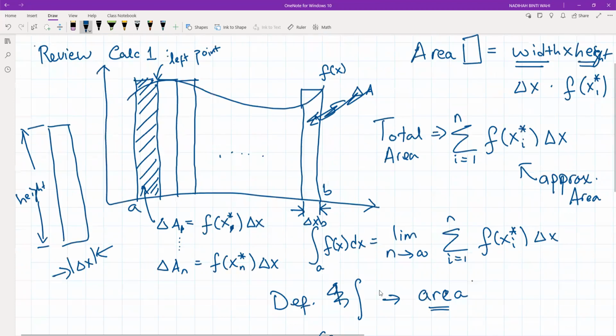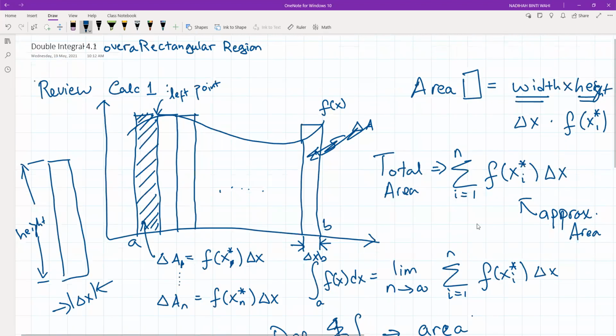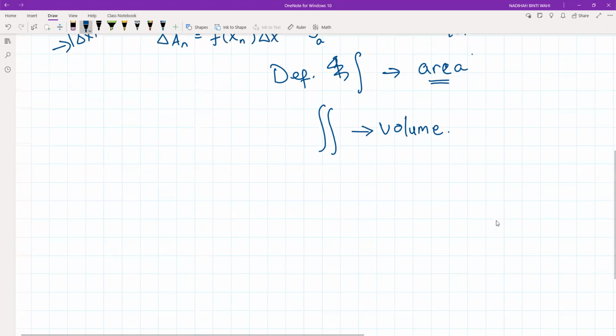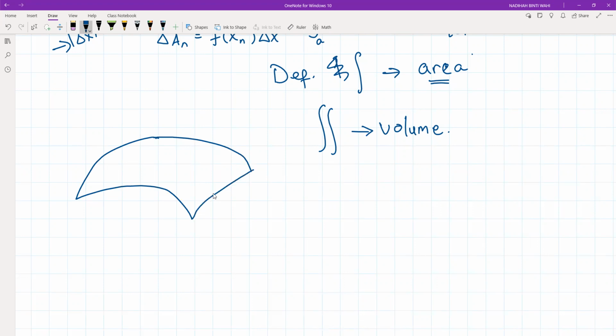Okay, let's apply this information. So kita tahu information apa dia? Maksudnya apa? Kita bahagikan, you divide the region into several rectangles and then take the total amount of area. Same thing, if you want to put the similar definition, let's say you have other surface. Let's say this is a surface. Okay. Dan ni adalah dia punya coordinate.